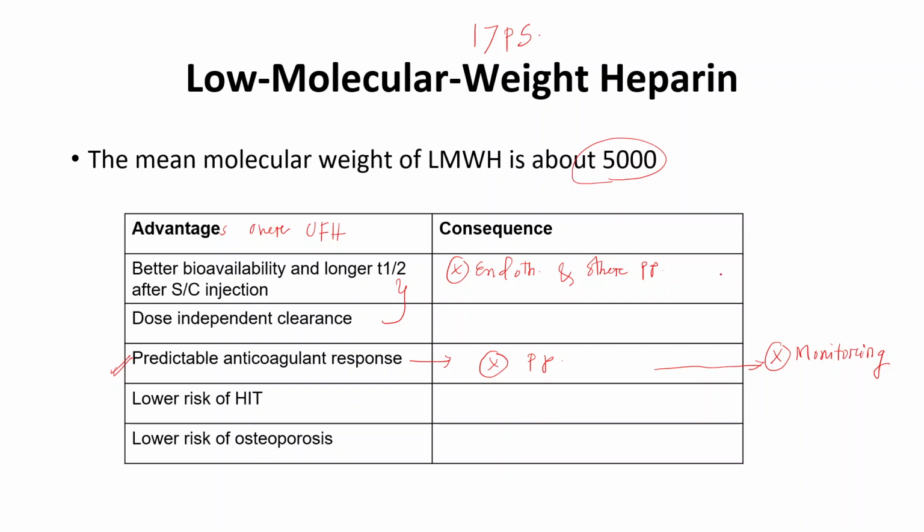Because they have better bioavailability and longer half-life, we can use them as OD or maximum BD dose. They have lower risk of HIT. I have already told you they have lower risk of HIT, and also lower risk of osteoporosis. So it can be used for a longer run. Longer use is possible because they have a lower risk of osteoporosis.